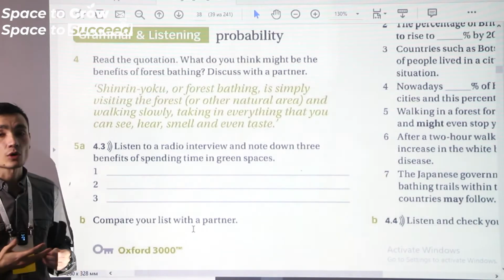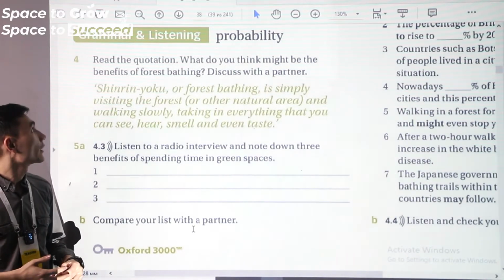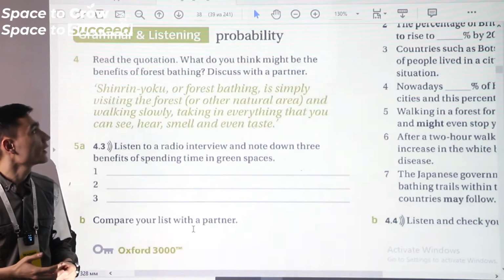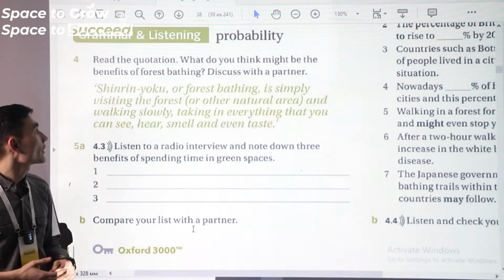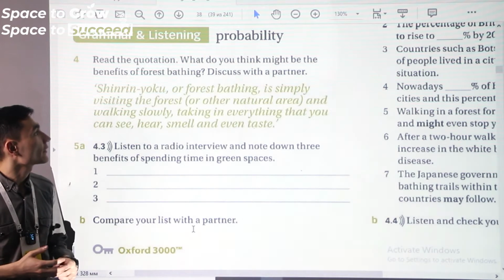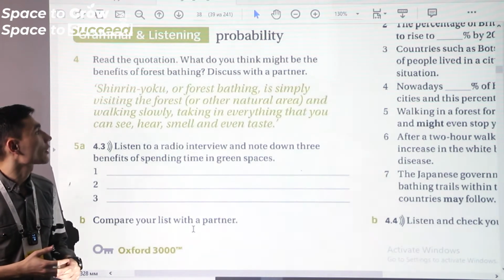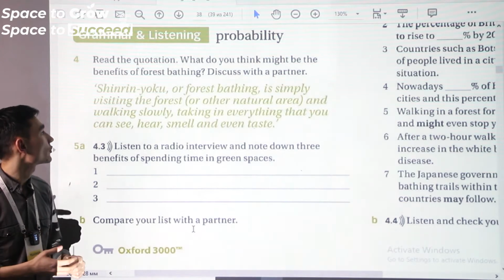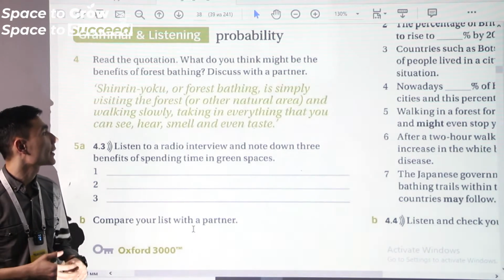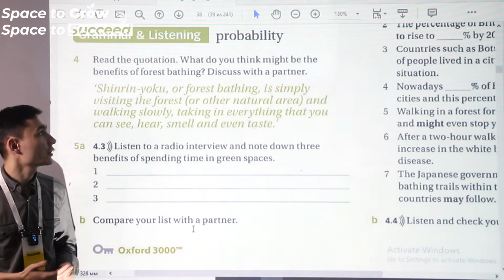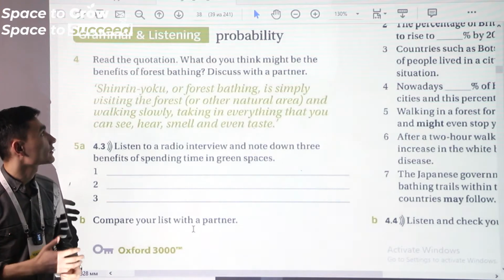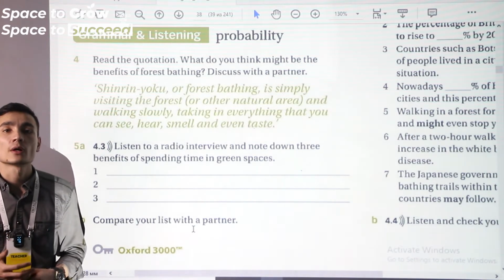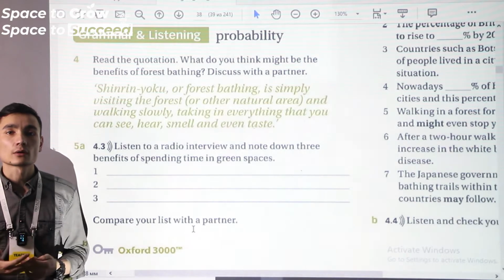Grammar and listening. Probability. Exercise 4. Read the quotation. What do you think might be the benefits of forest bathing? Discuss with a partner. Shinrin-yoku: forest bathing is simply visiting the forest or other natural area and walking slowly, taking in everything that you can see, hear, smell, or even taste. Pause the video and try to discuss the benefits of forest bathing in a written form on your paper.